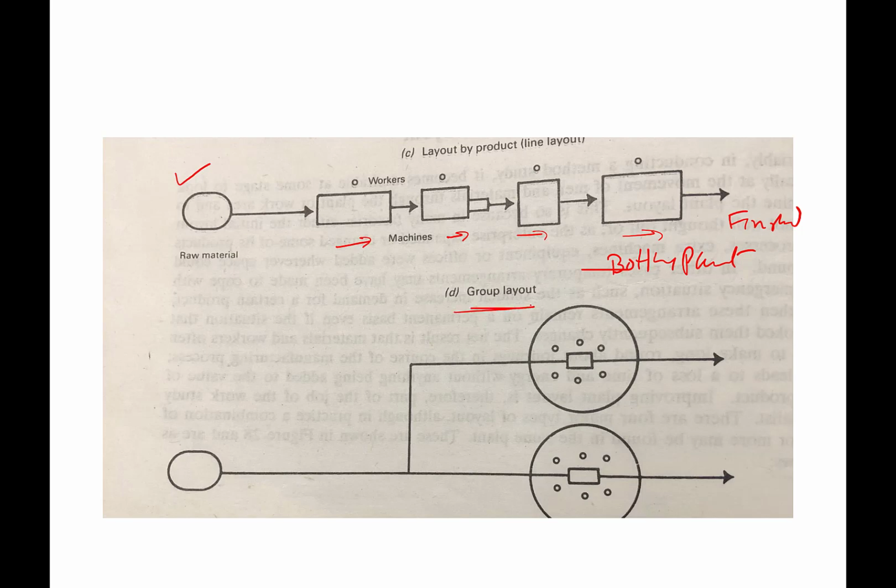In the group layout, these are different things that need to be manufactured. So here it will be segregated as per the kind of features or the type of product to be manufactured. And here we have cells, or groups of machines and workers with all different facilities. They are responsible for production of the particular type of product or a part of the product. So this is the kind of setup which is used.